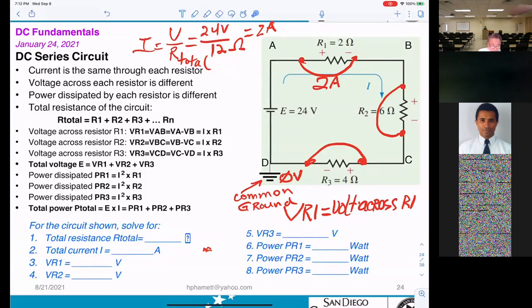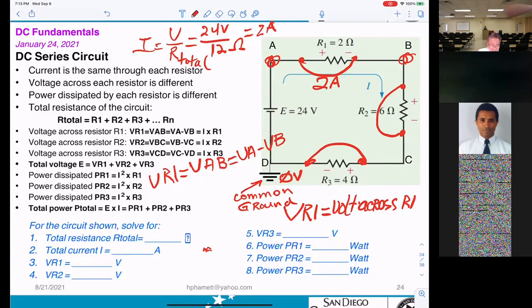When I say VR1, that means the voltage measured across that resistor. And I want you to know one more thing. VR1, same thing, is the voltage from A to B. So the same as VA to B. By the basic definition, VAB equals VA minus VB all the time. VAB means the difference in voltage between point A and point B.